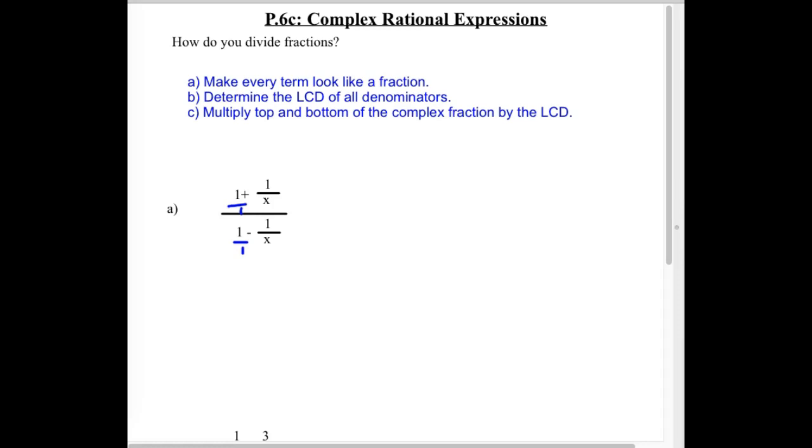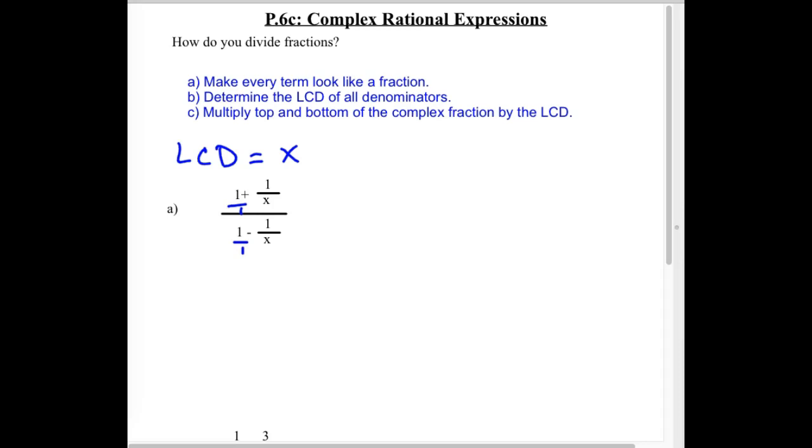The second step is to find an LCD of all the denominators. All of these little mini fractions that we've created now, we want to look at every denominator and figure out if we were trying to get it to be common, what would it be? We're not actually going to get them to be common, but we have to figure out what that LCD is. So, looking at my denominators, I have 1's and I have x's. So, my LCD here would be just a 1x. So we identify that LCD.